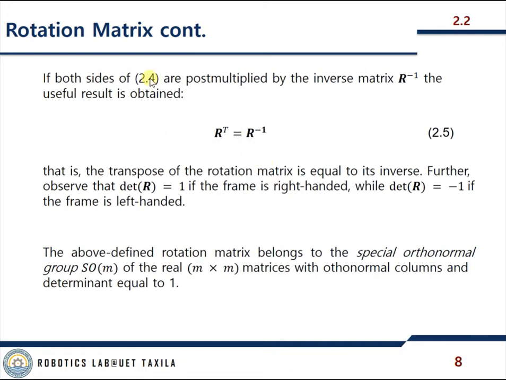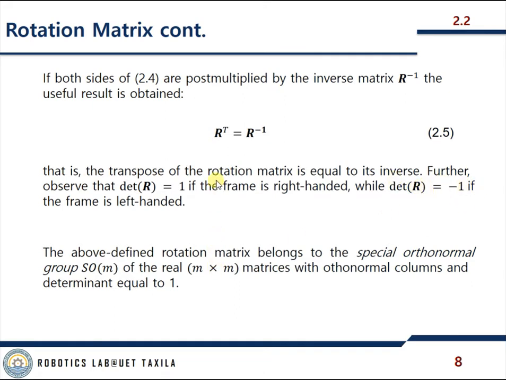If both sides of the equation group 2.4 are post-multiplied by the inverse matrix R inverse, a useful result is obtained. If you want to take the inverse of a rotation matrix, you just have to take the transpose. That is, the transpose of the rotation matrix is equal to its inverse. Further observe that the determinant of this rotation matrix is 1 if the frame is right-handed. Right-handed means the rotation is based on your right hand angle representation. If you represent these angle rotations based on the left hand, the determinant would be -1.